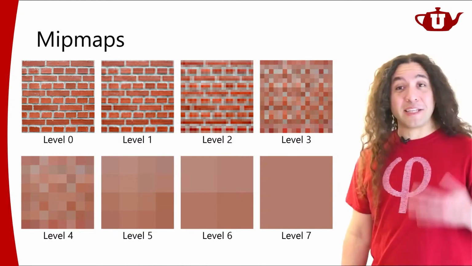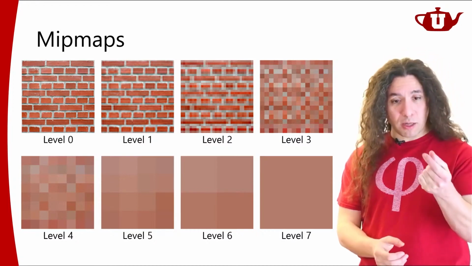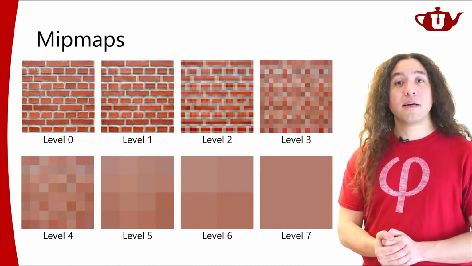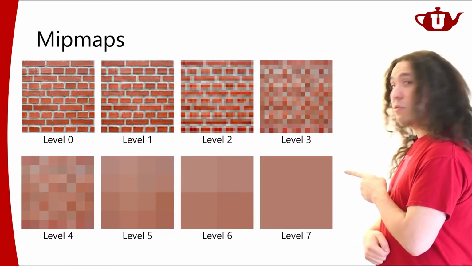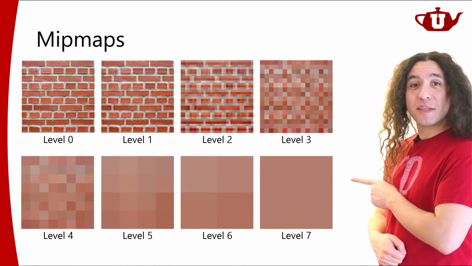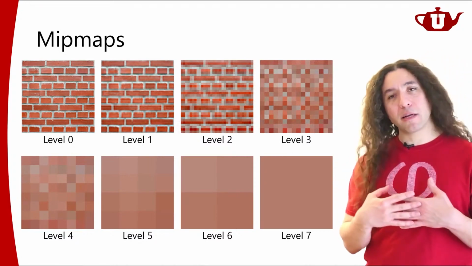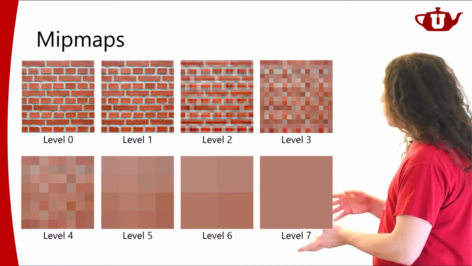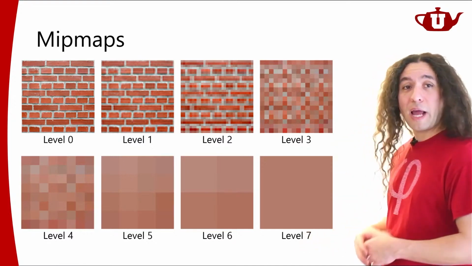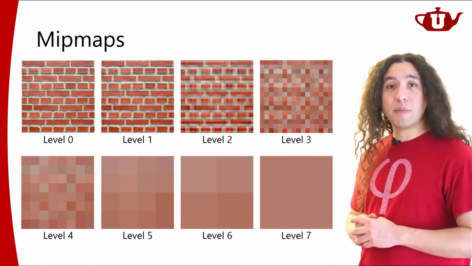So if it so happens that my object is far, far away and it just covers 1 pixel on the screen, I can just use this texture to look up the average color value. If my object is not that far away and a little bit closer, then I can pick the appropriate resolution texture and use that. So that's the idea of mipmaps.